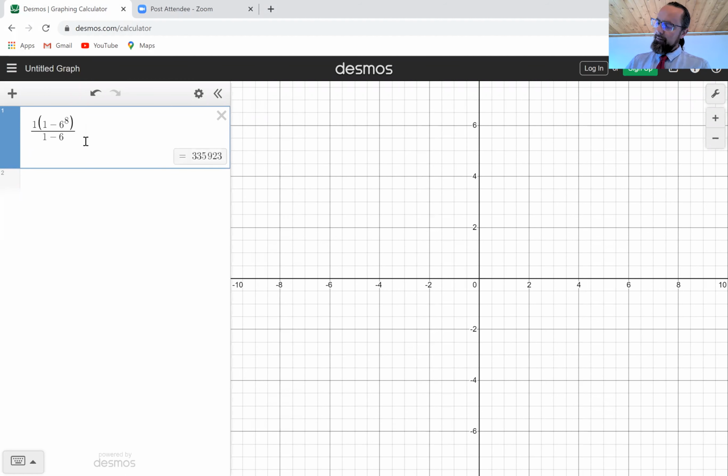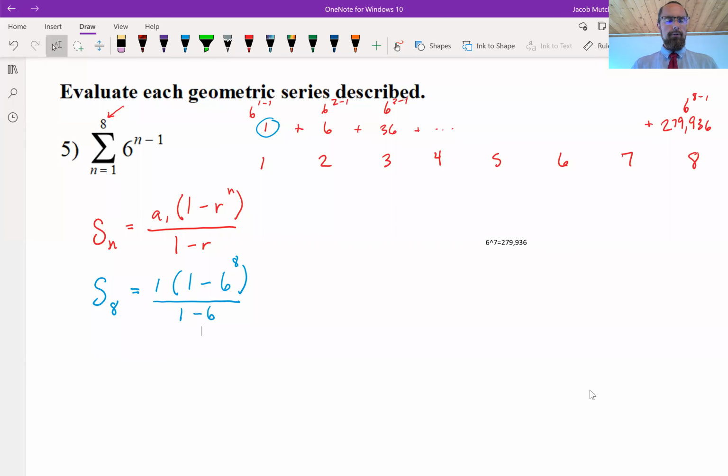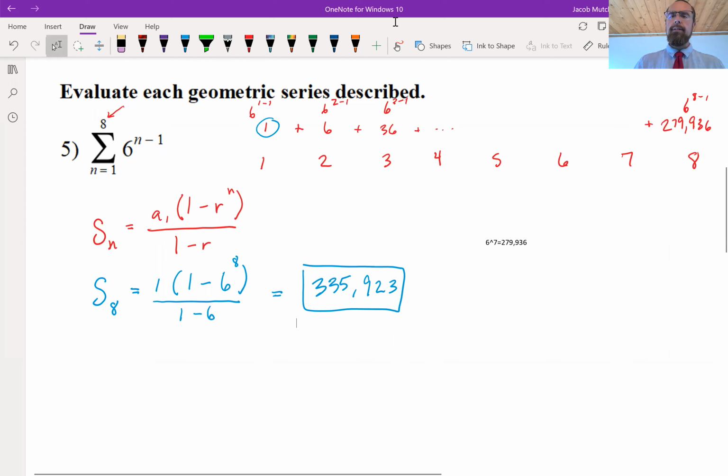So the way that's set up, it's giving us a sum of 335,923. So again, it's pretty quick to calculate using that formula, not so if I were just going to list the values out. So I'll just record here, this is equivalent to 335,923. So having a formula like that is really time saving. It also cuts down the potential for error.